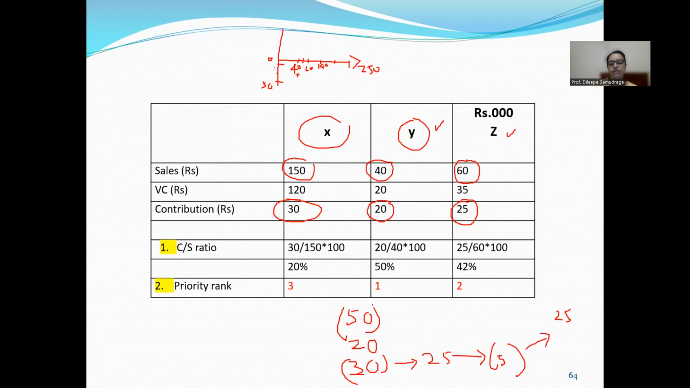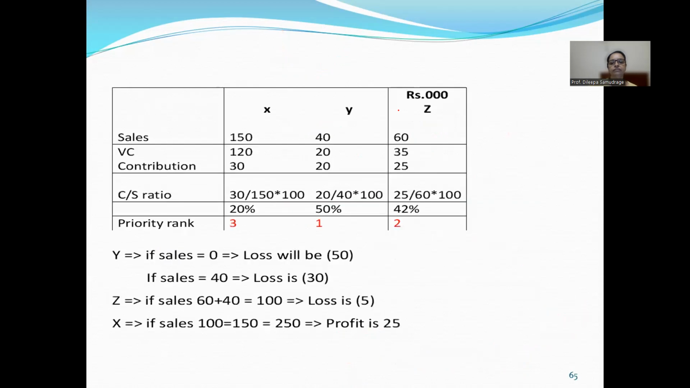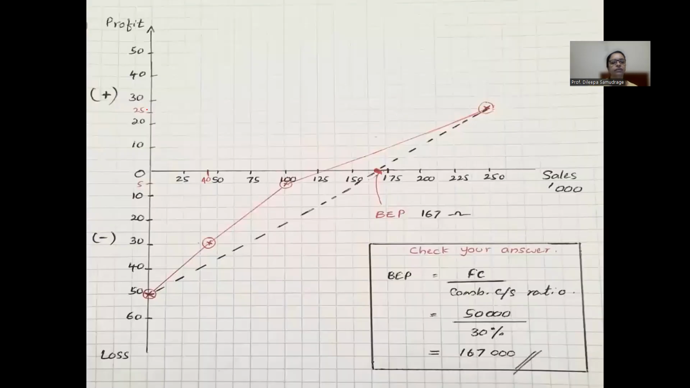Using this contribution, you can cover this loss. Then you have a profit of 25,000. So that one you have to mark at 250. Your profit is 25,000, right? Then using a ruler from here to here, you can mark it. Clearly you have to write this one as sales in rupees, thousands. Sales in rupees, 1,000. Decide profit, decide loss.